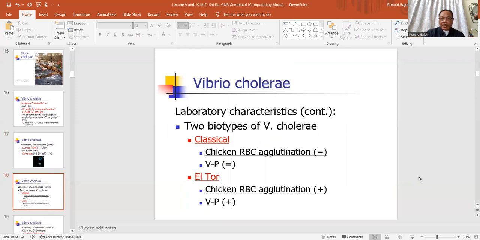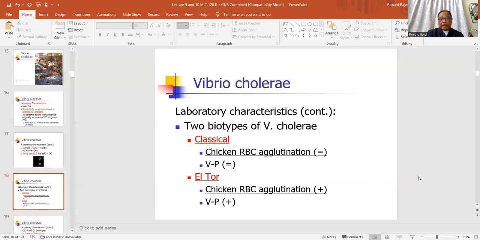There's two biotypes of Vibrio cholera. The first one is classical. Make sure you know the difference between classical Vibrio cholera and El Tor Vibrio cholera. Classical Vibrio cholera is negative on chicken red blood cell agglutination and negative for Voges-Proskauer. So the classical is negative for the chicken RBCs and negative for Voges-Proskauer. The El Tor biotype of Vibrio cholera is positive for the RBC agglutination and positive for Voges-Proskauer. So make sure you know that.